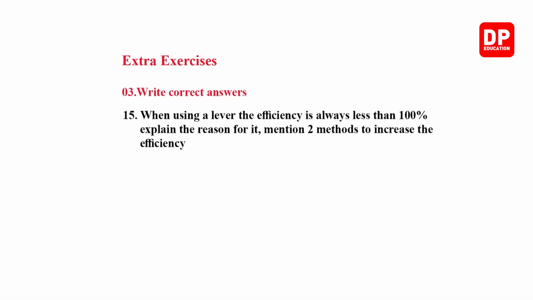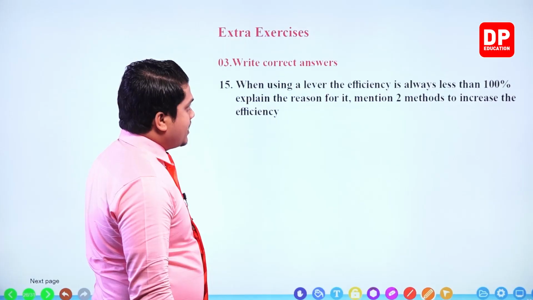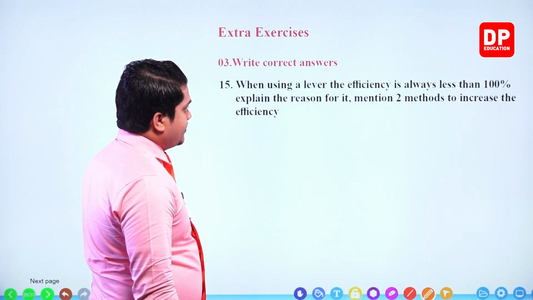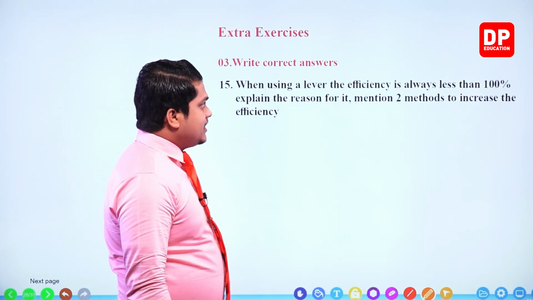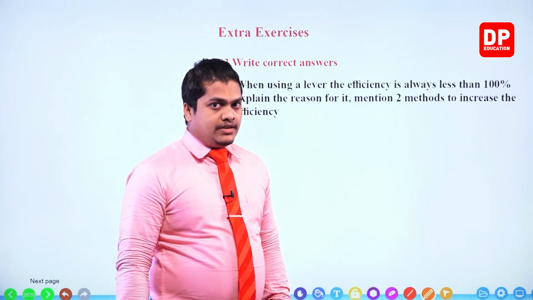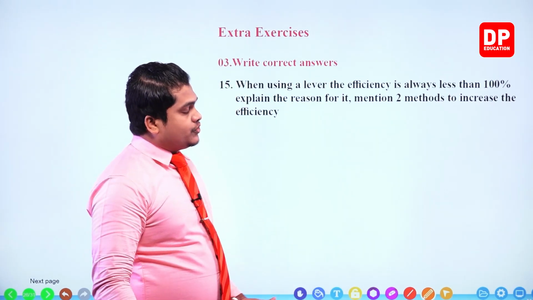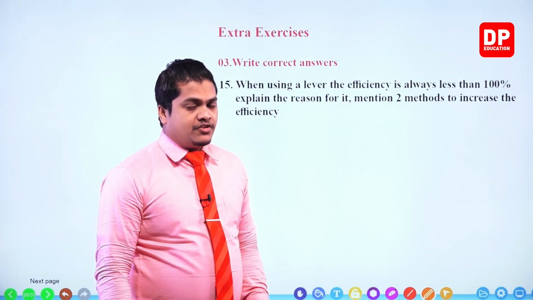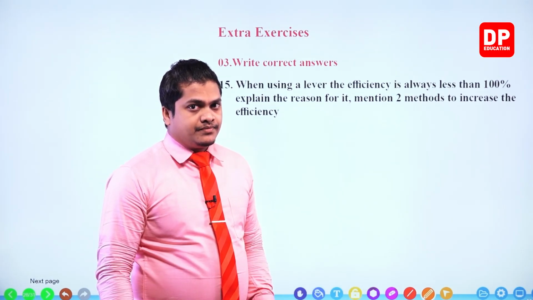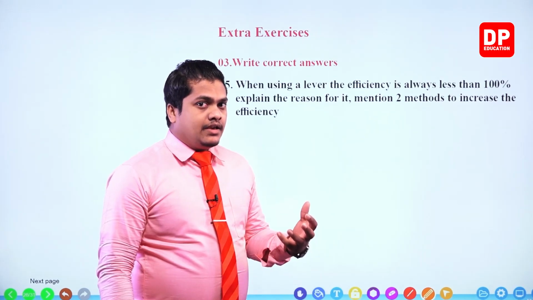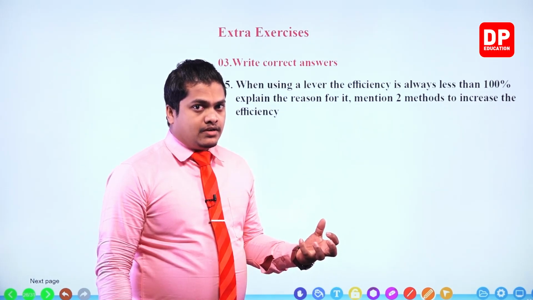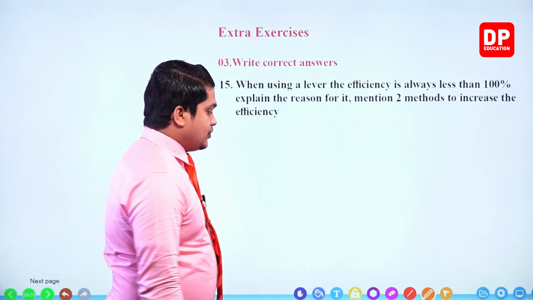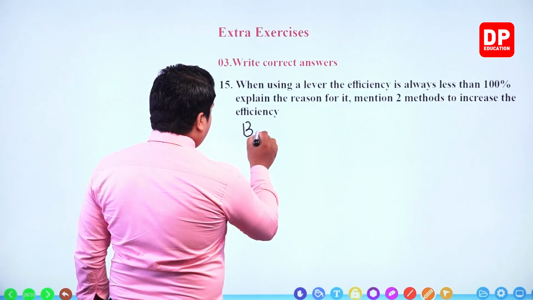Next one, question number 15. When using a lever, the efficiency is always less than 100%. Explain the reason for it. Mention 2 methods to increase the efficiency. So when using a lever, my dear children, not only a lever, but when you use any kind of simple machine, efficiency is not 100%. It's because there is a frictional force acting on the surface. So we can write the answer: because of the frictional force.